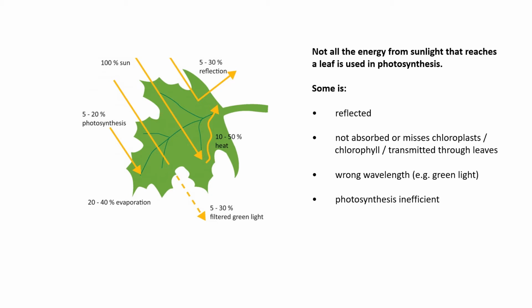Some of the light is the wrong wavelength. So for example, green light can't be absorbed by photosynthetic pigments. It's reflected, or it's the wrong wavelength to be absorbed. And photosynthesis itself is not 100% efficient. So even though light might be of the right wavelength and it might hit a chloroplast and hit the chlorophyll, not all of that light energy is going to be converted into chemical potential energy.